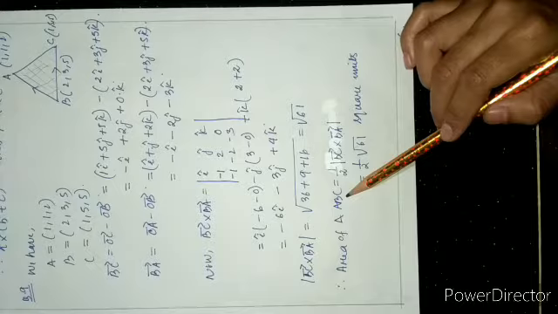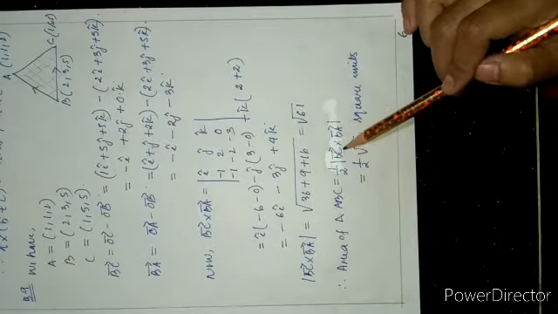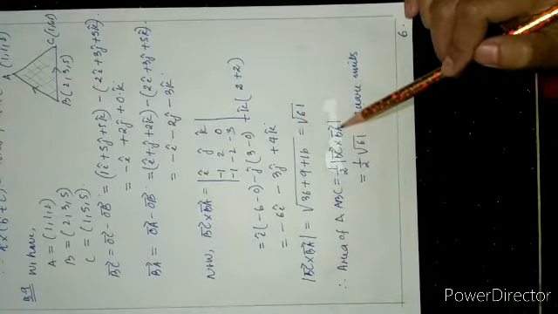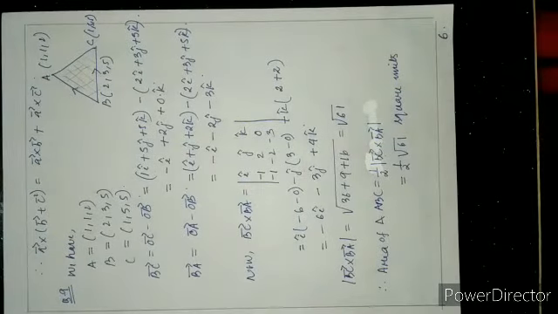Therefore area of the triangle ABC is equal to half magnitude of BC cross BA, which is 1 by 2 root over 61 square unit. This is how to find the area of the triangle. For today, let's end here.